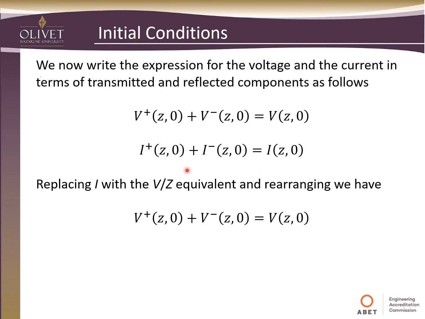We can replace in the second equation the transmitted and reflected current with V, the voltage over the impedance. So when we do that, this changes our second equation to be in terms of the transmitted and reflected voltage again, this time equal to the current times the impedance, which is just Ohm's law.